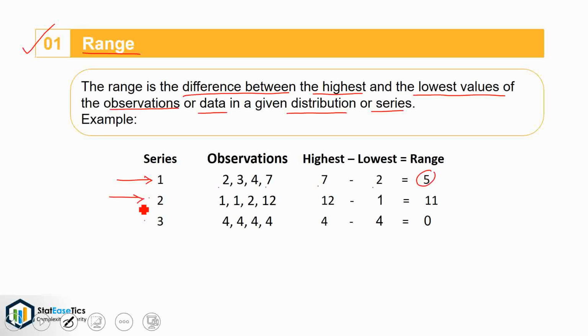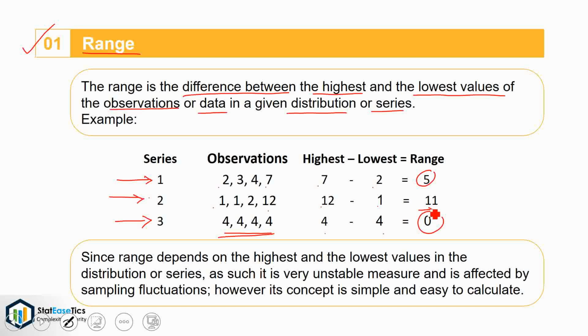In the second series, the highest value is 12 and the lowest is 1. So the range will be 12 minus 1, that is 11. And in the third series, as we can see, all the observations are same. Hence, the highest and lowest values are same. So the range is 0. Since range depends on the highest and the lowest values in the distribution or series, as such, it is a very unstable measure and is affected by sampling fluctuations. However, its concept is simple and easy to calculate.